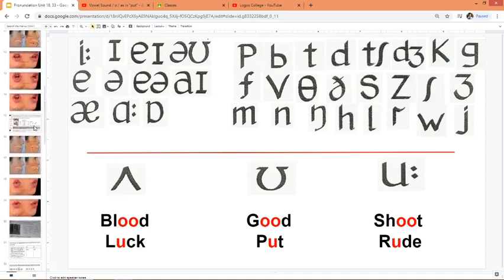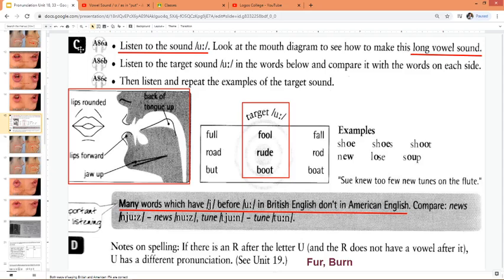Let's take a closer look at this sound. So this is section C in your book on page 44. And this is a long vowel sound. I'm going to play this sound for you, and I want you to listen to this sound. Okay, so you'll notice that the ooh sound is longer than the other two U sounds, which were really short. This is ooh. Look at the diagram of how to make this sound.